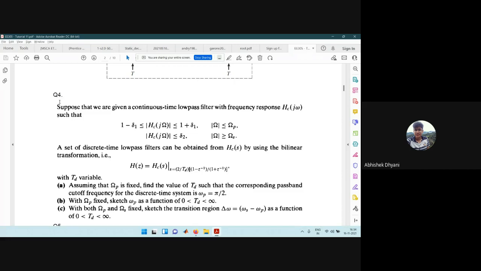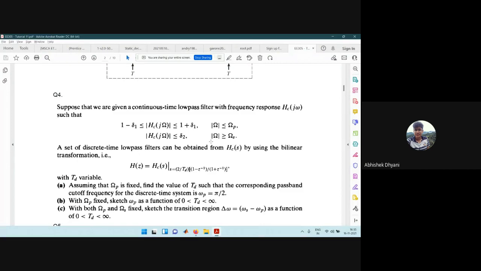And okay, now coming to question number 4. Suppose that we are given a continuous time low pass filter. So just like in the previous case, we have a low pass filter, and this is how its frequency response is. Now this gives a much clearer picture, because now the first specification is that the magnitude of the frequency response must be between 1 minus delta 1 to 1 plus delta 1, and that is for all the frequency in the pass band, which means it is from minus omega p to plus omega p.